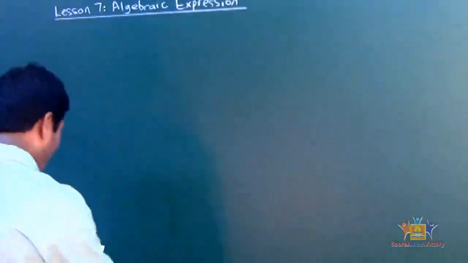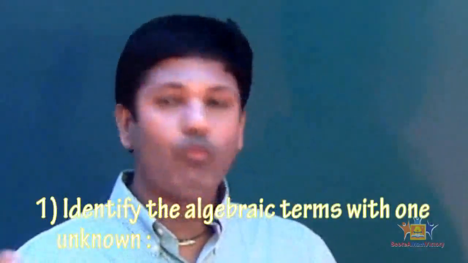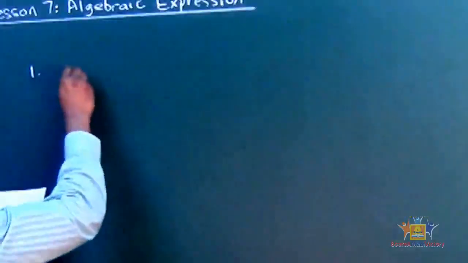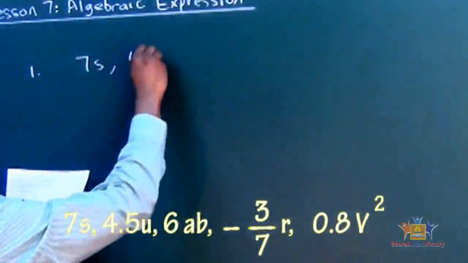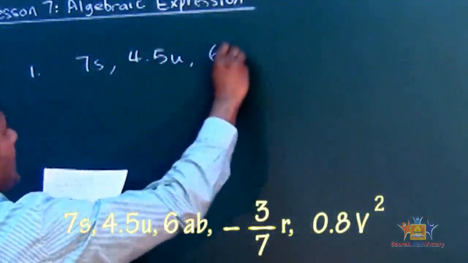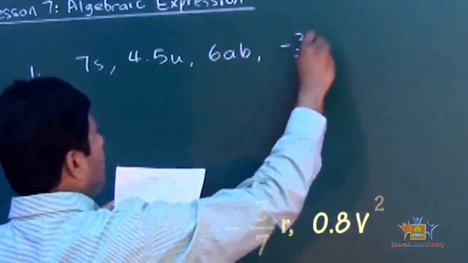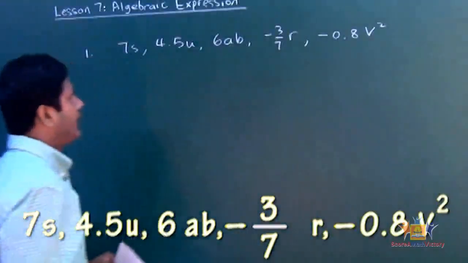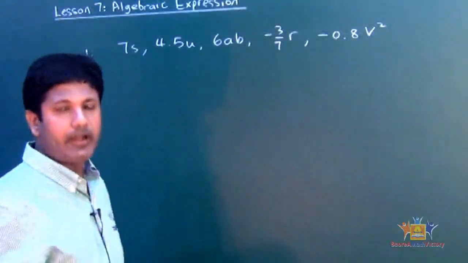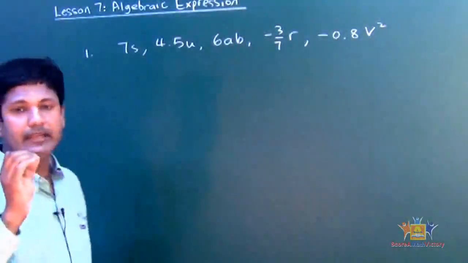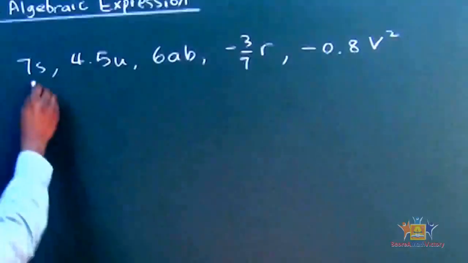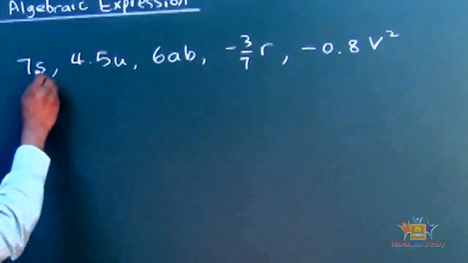Okay, let's look at the first problem. It says, identify the algebraic terms with one unknown. We're given a list of them. Let's write down the list: 7s, 4.5u, 6ab, negative 3 over 7r, and negative 0.8 v squared. All these are algebraic terms. But Pablo wants us to identify only the ones with one unknown. Look at this one right there: 7s. This is one unknown, only s. So this is one of them.